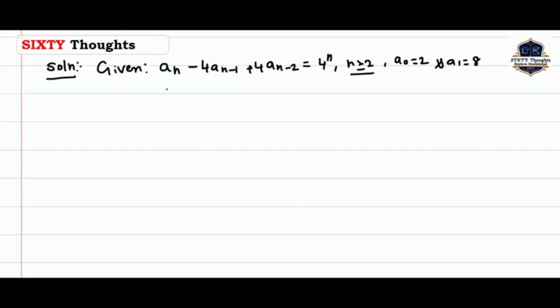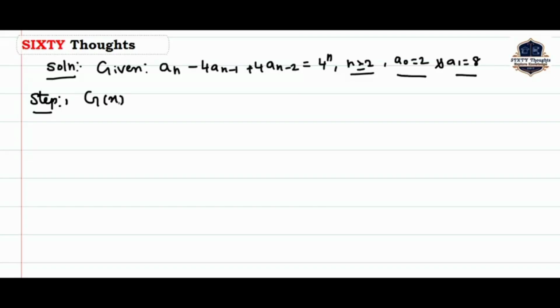Okay. So what is given? a_n - 4a_{n-1} + 4a_{n-2} = 4^n, n varies from 2 to infinity, and also given what? a_0 = 2, a_1 = 8. Okay. So what is our target? We need to find what? G of x. Okay. So we know that.